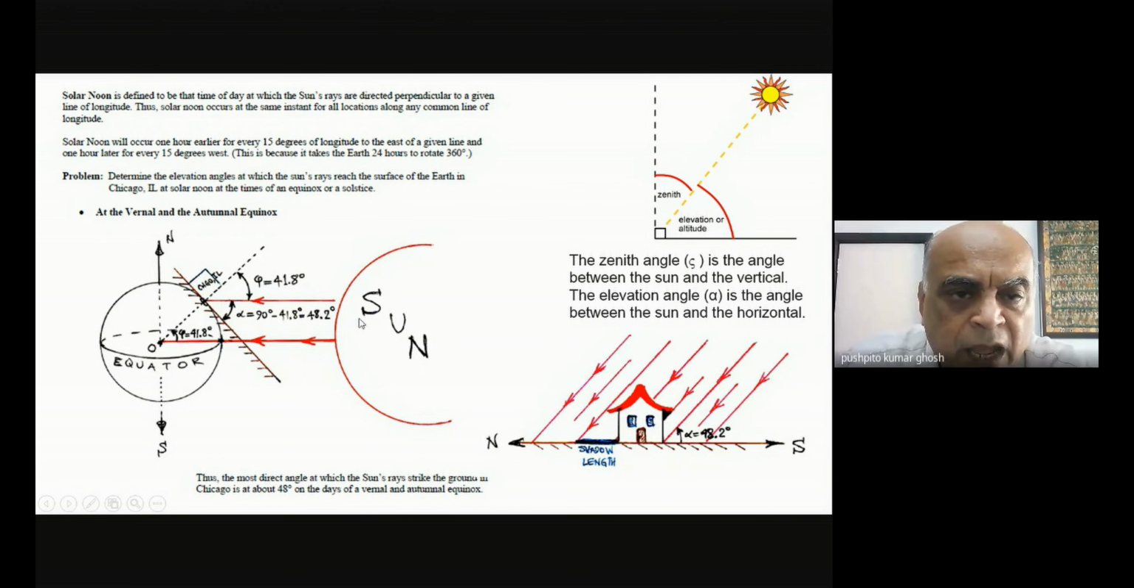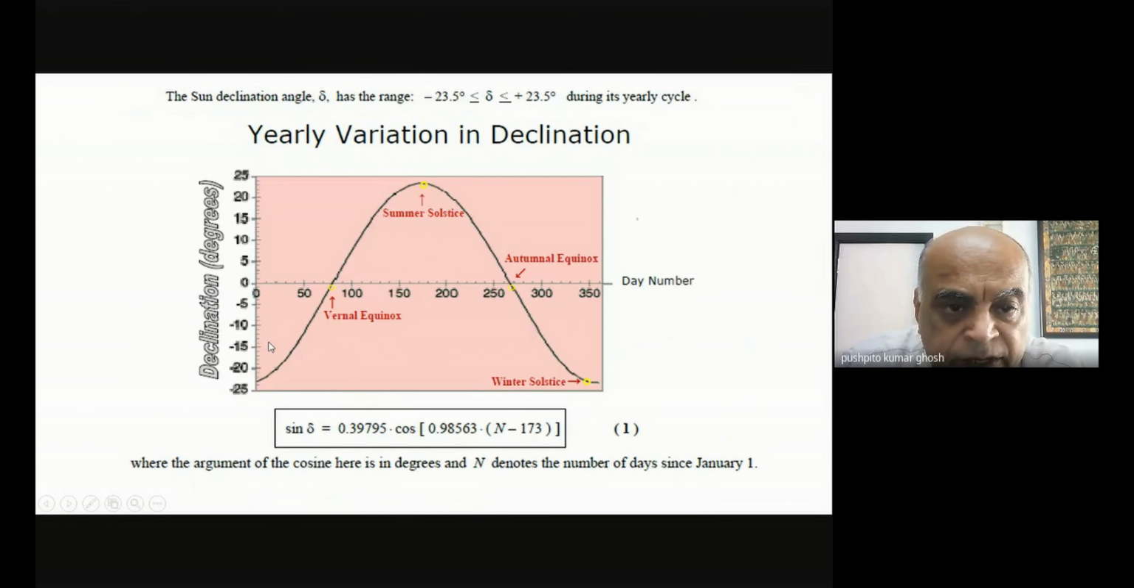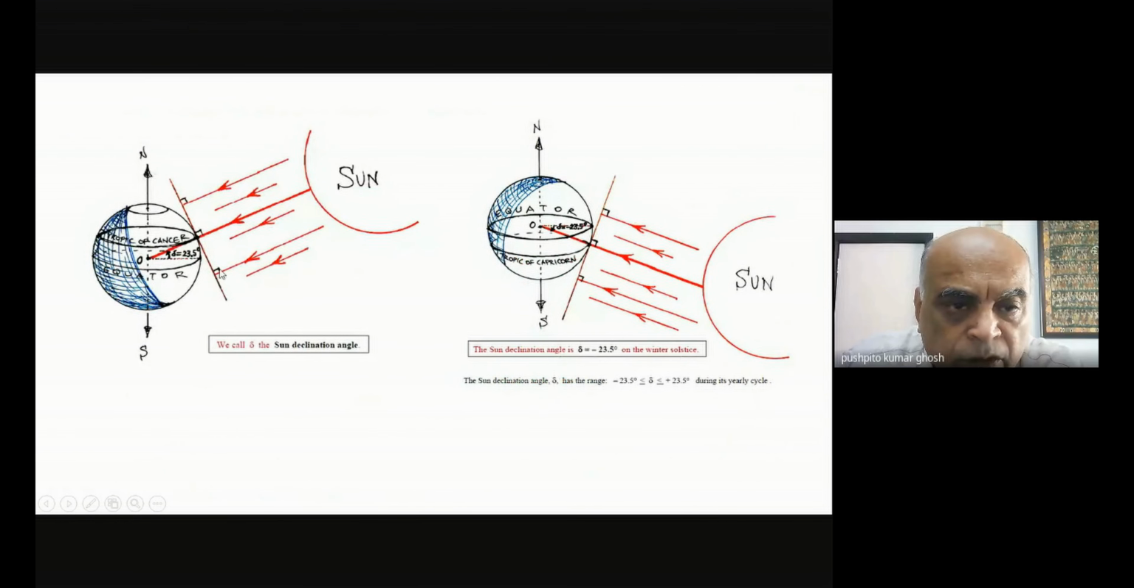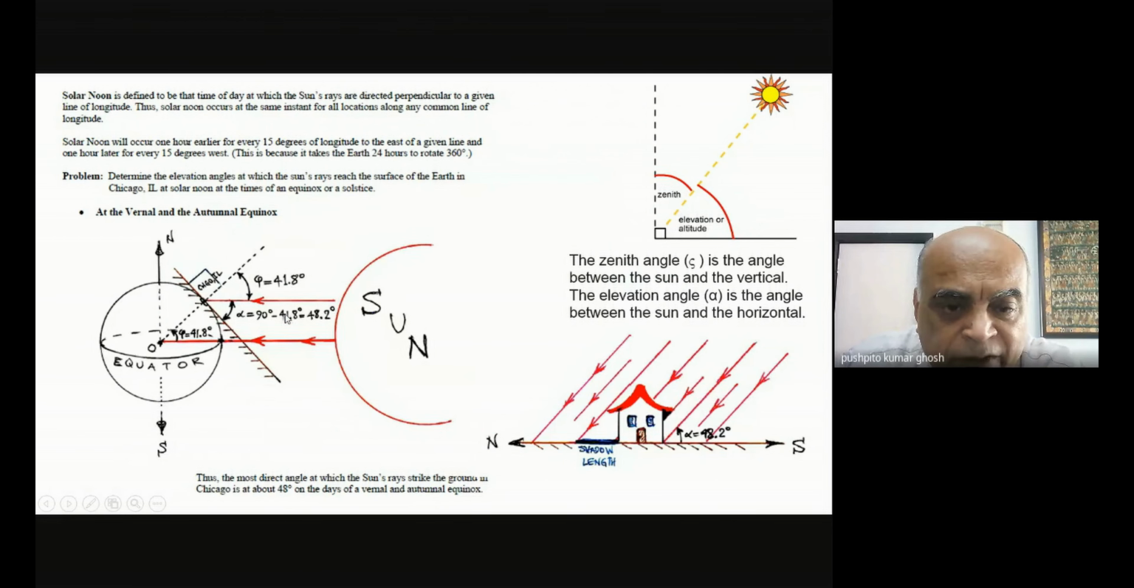Now, there are two important angles that you must know. In this particular case, the declination angle is 0 degrees. In other words, you can see the sun's radiations are coming absolutely parallel to the equator. So there is no angle, whereas here you had an angle of 23.5. At the equinox, the declination angle is 0 degrees. So effectively, what you have now is a latitude of 41.8 degrees.